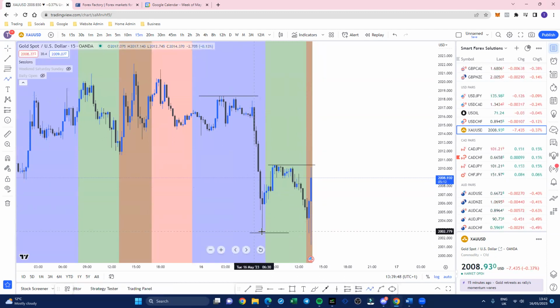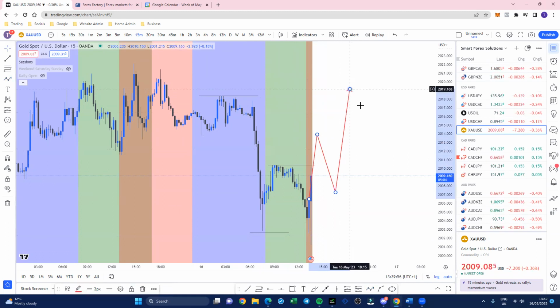We've taken the Asian low. We've taken the London low. We've swept below the liquidity. If we accumulate and come higher, that kind of gives us everything we want in terms of buys. And that's fine.